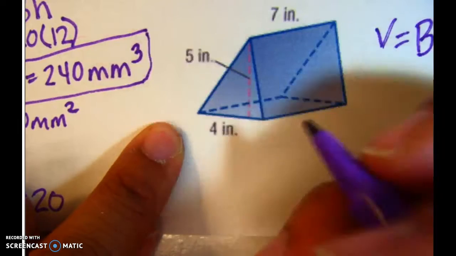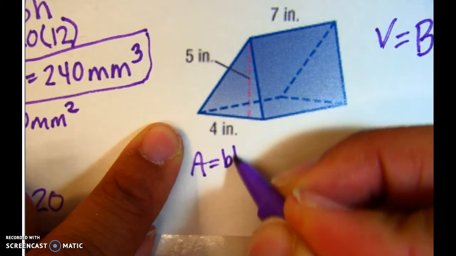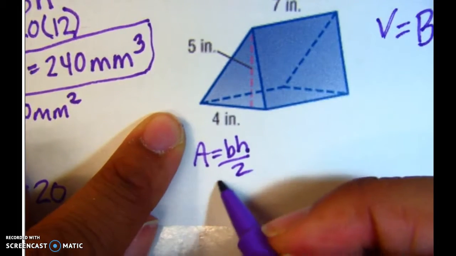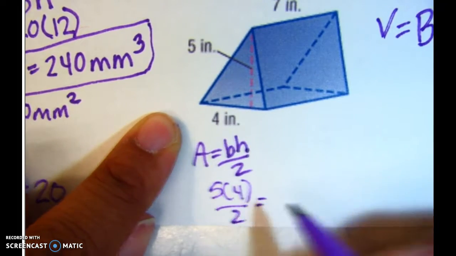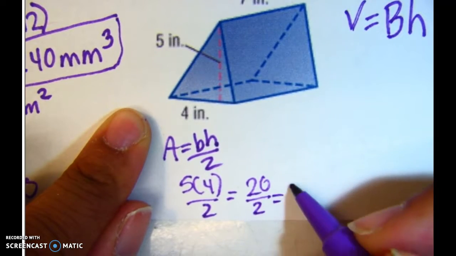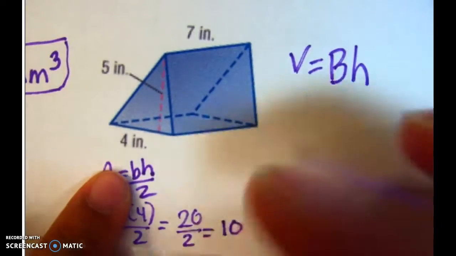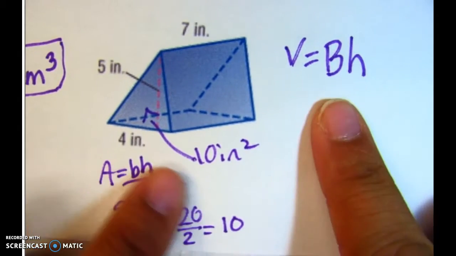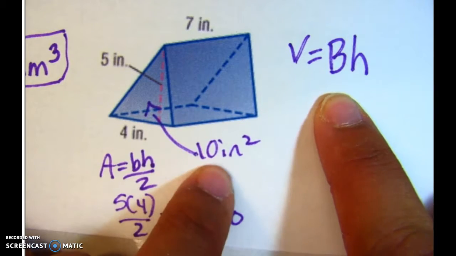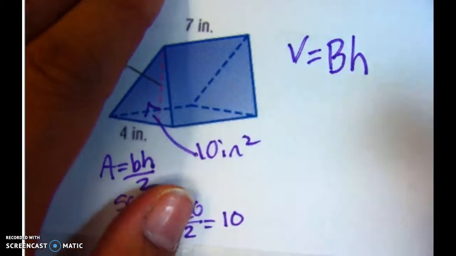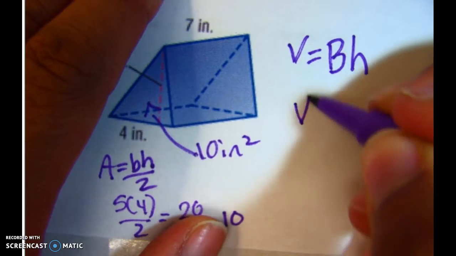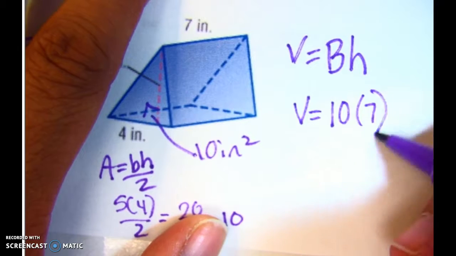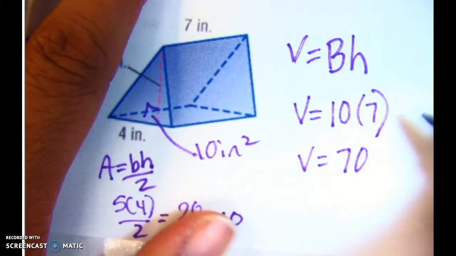So I'm going to find the area of the base. Base times height divided by 2, the base and height of just the triangle. 5 times 4 divided by 2, 20 divided by 2 is 10. So the area of this triangle is 10 inches squared. I'm going to multiply that area times the height of the prism. So to get the volume, I'm going to multiply 10, the area of this triangle, times 7. And so the volume is 70 inches.